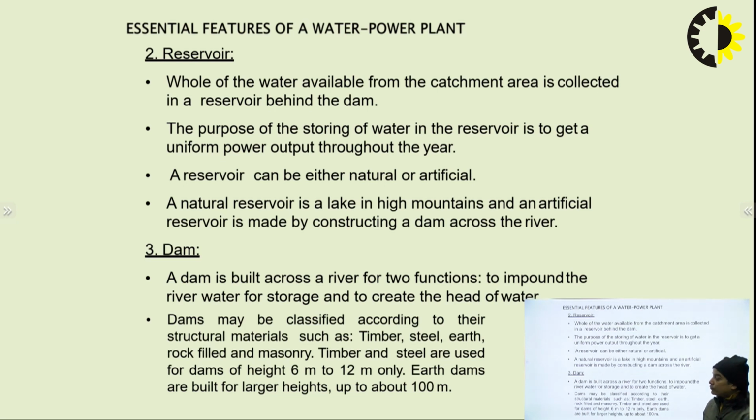Second one is the reservoir. So the whole of the water available from the catchment area is collected in a reservoir behind the dam. The purpose of storing water in the reservoir is to get a uniform power output throughout the year. So a reservoir can be either natural or artificial. A natural reservoir is a lake in high mountains, and an artificial reservoir is made by constructing a dam across the river. Okay, so if a natural reservoir is not available at the site, then artificial reservoirs are made.